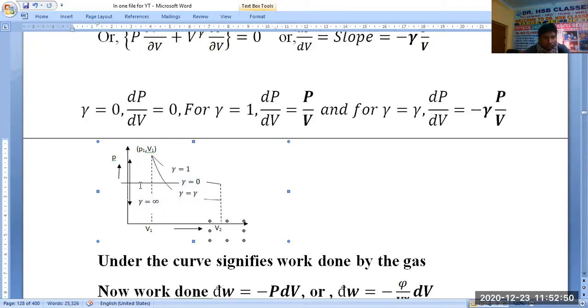Then this is the P-axis, this is the V-axis. If gamma equal to 0, then P is constant, that means P does not change, so this will be a straight line. If gamma equal to 1, this is the line, this is not a straight line.